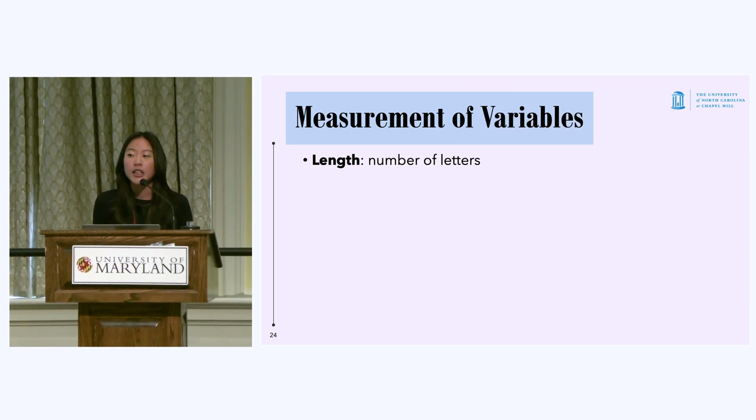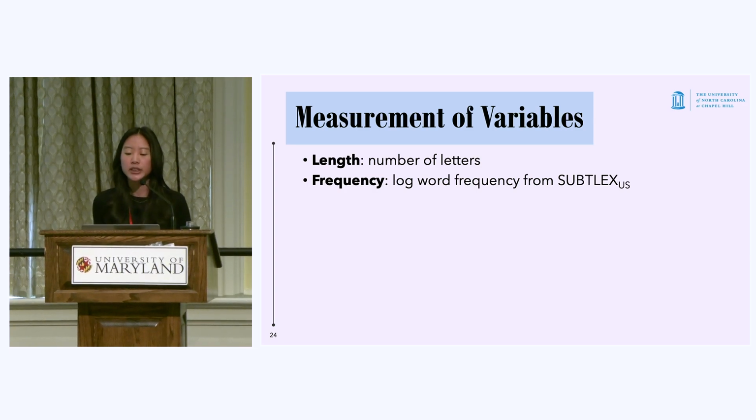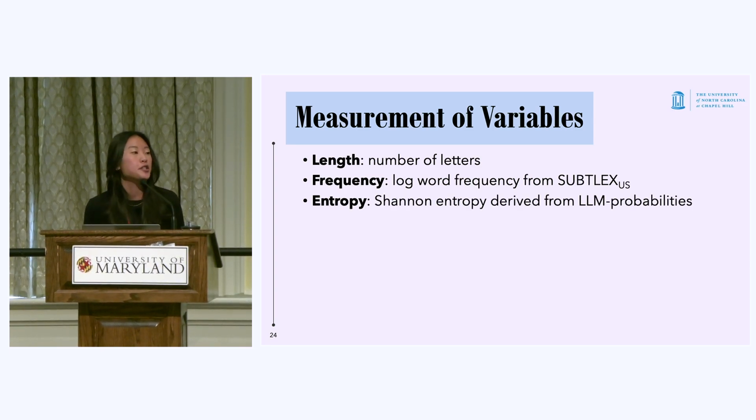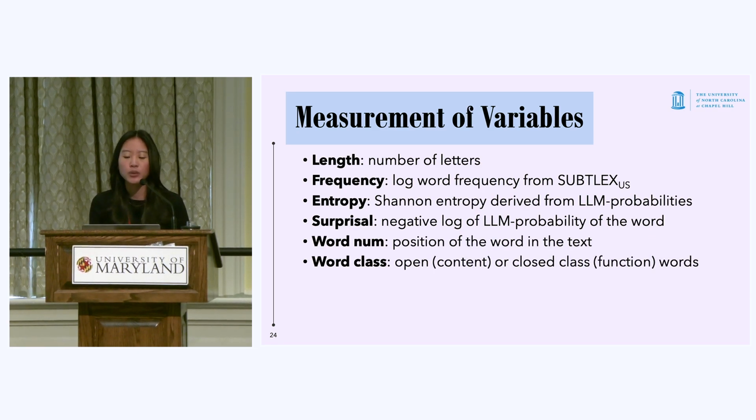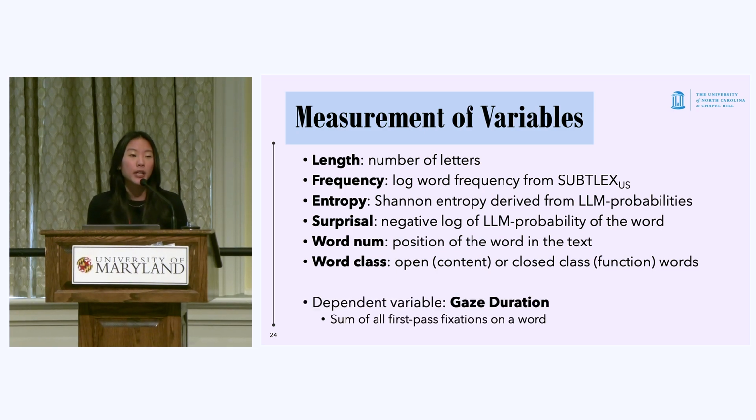Length was operationalized as the number of letters, frequency as the log word frequency from the SUBTLEX corpus. Entropy was calculated using the equation I showed earlier and large language model probability. Surprisal was the negative logarithm of the large language model probability. Word num was the position of the word in the text. Word class was whether the word was a content or function word. And the dependent eye movement variable was gaze duration, which is the sum of all first pass fixations on a word.